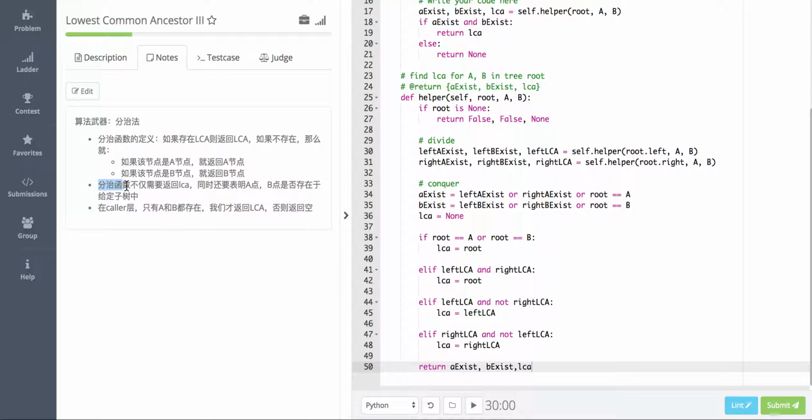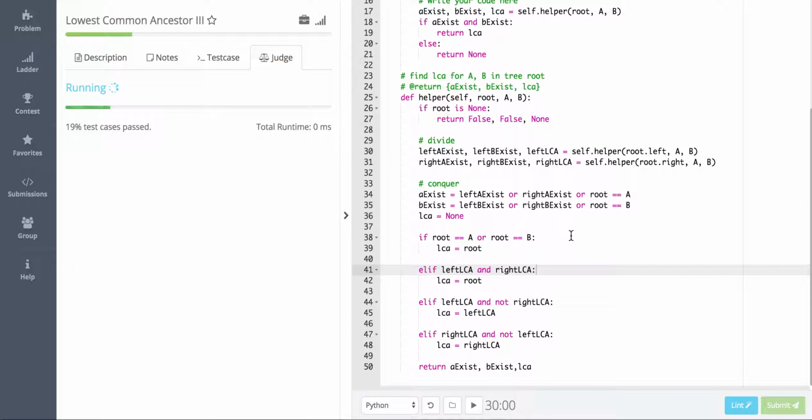And in the divide and conquer function, not only do we need to return the LCA, but we also have to indicate if A exists in the tree or not, and the same thing for B. And for the caller, only when A and B both exist in the current tree can we return the LCA, or else we return none. All right, so this is the basic algorithm for today.